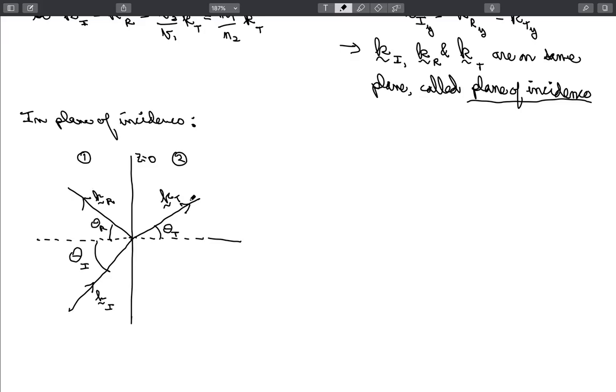And we can, if you want, choose our coordinate axes to simplify our lives a little bit, but we'll do that in a second. So that's the situation that we have. We have the incident wave coming at a certain angle, theta I, with respect to the normal. The reflected wave comes out. The transmitted wave goes into medium 2 like this. So this is where we start from.